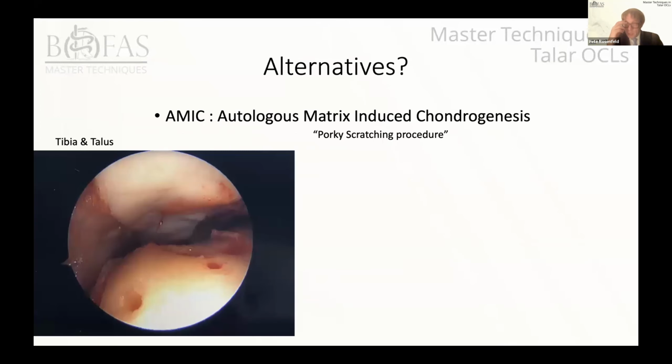AMIC, well, Steve's done a very nice presentation on AMIC. I have done one AMIC, and it was on a doctor actually at Imperial, and this is AMIC of the tibia, and this is after I've put the strip of pig skin. I call it the porky scratching operation. So this is after I've put the pork skin on, and then we went on to do the talar side too.